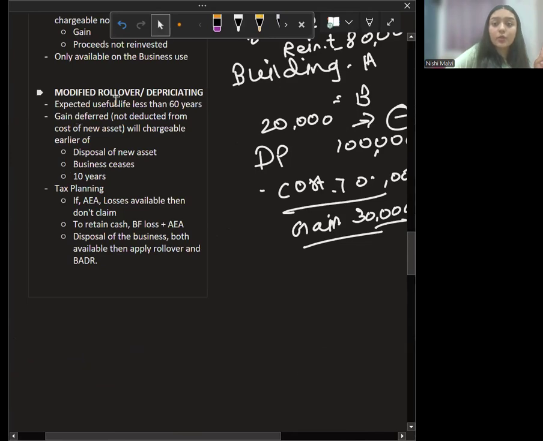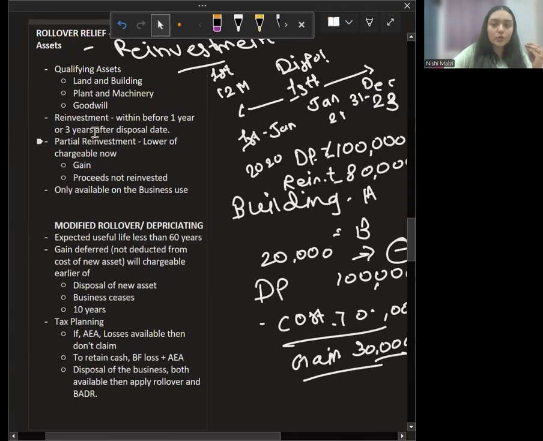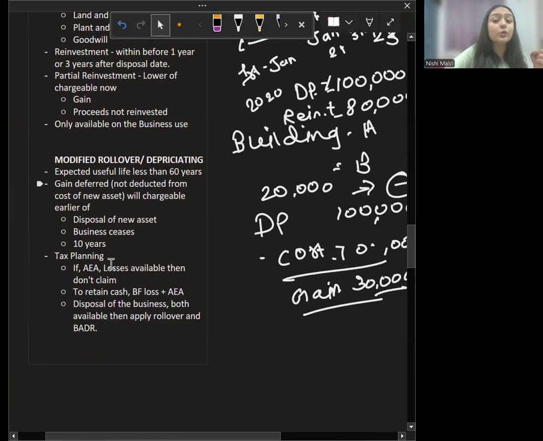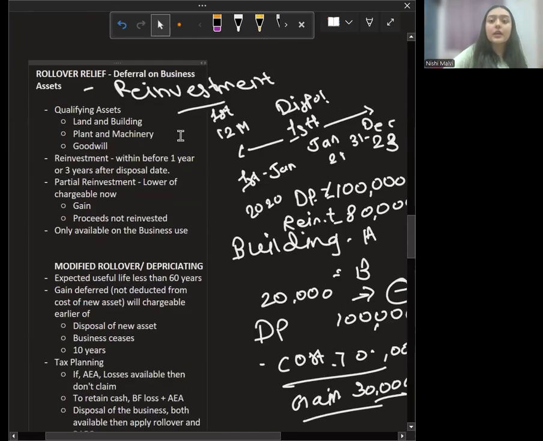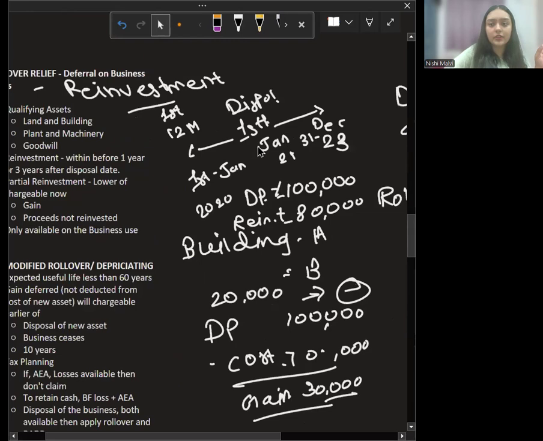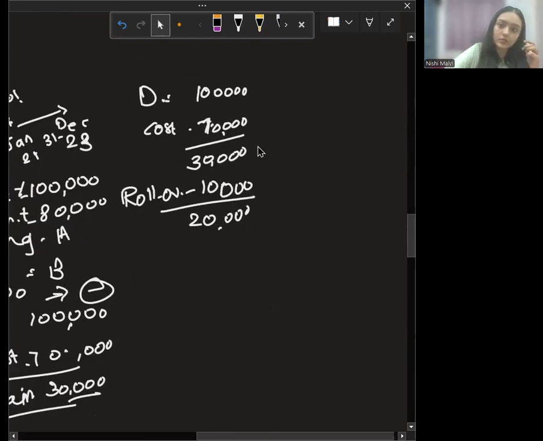Let's discuss the modified rollover relief. Ordinary rollover relief is not available on depreciating assets, but this one is available on depreciating assets, meaning assets which have a useful life of less than 60 years. On those you can apply the modified rollover relief. Now, one more difference I would like to tell you.